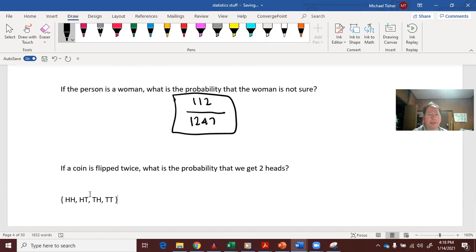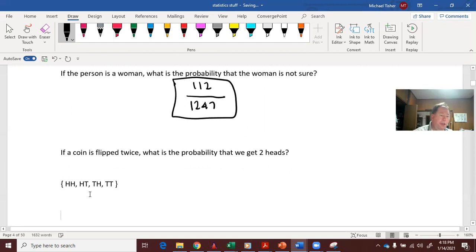Once you have your sample space, now we can use that sample space to find any kind of probability problem pertaining to that sample space. All right, so in this case, the problem is, what is the probability that we get two heads? Well, if you look at the sample space, there are 1, 2, 3, 4 different ways to flip a coin twice. And out of these 4 ways, only one of these ways is HH, which is getting two heads. And so we can say that the answer is 1/4.